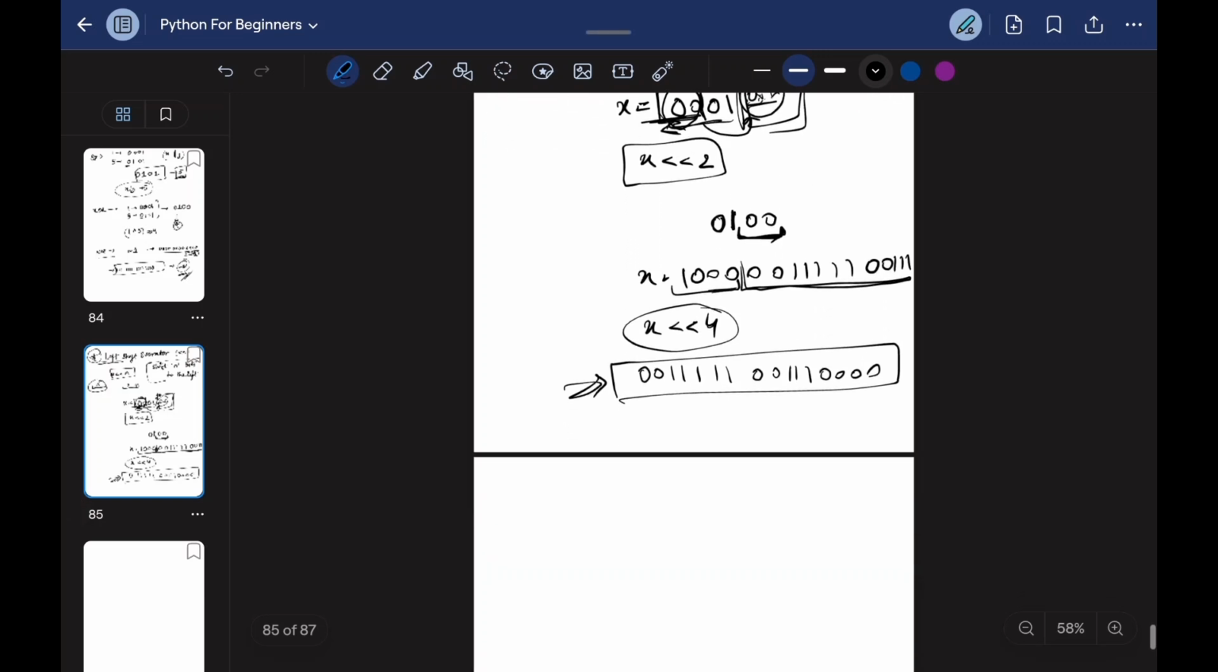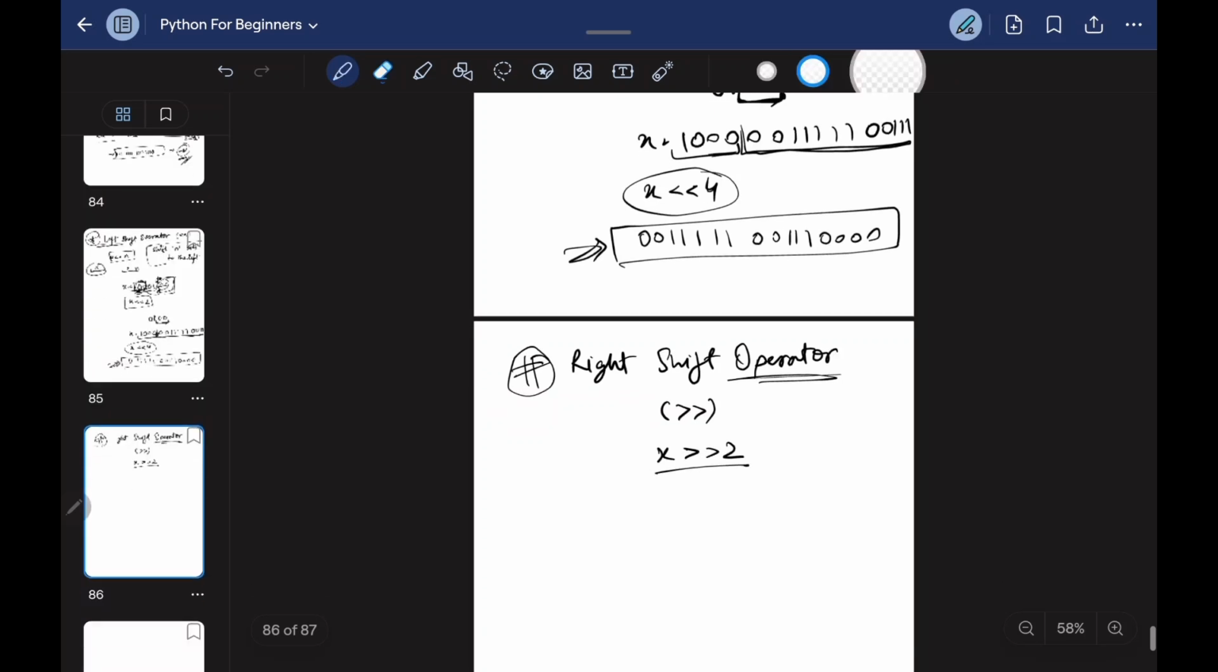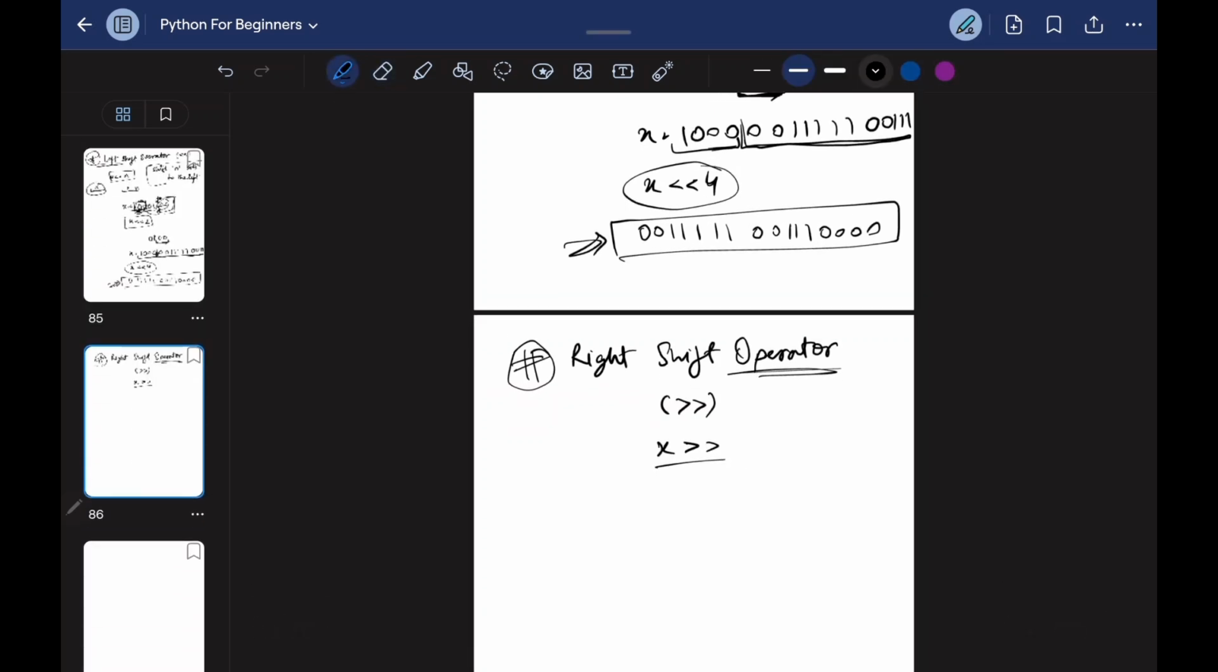Now moving to the right shift operator. Right shift operator is denoted by two greater than signs, and the syntax is x right shift operator 2, or as I said earlier, n.